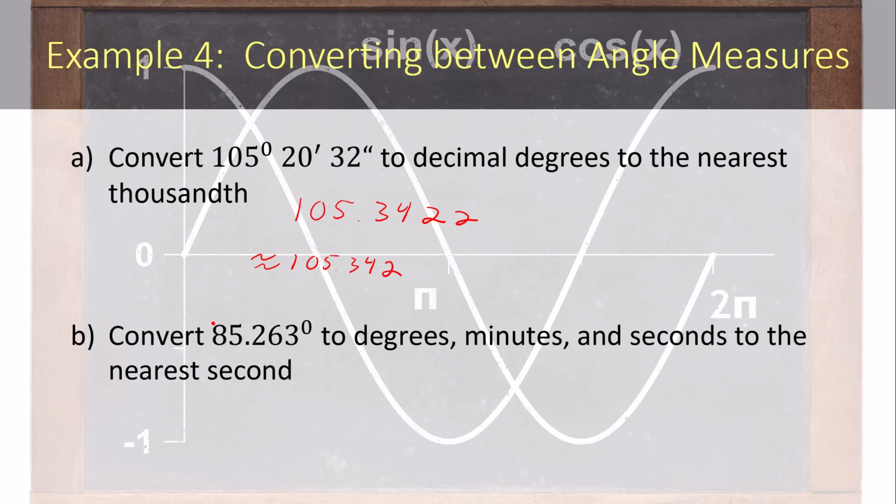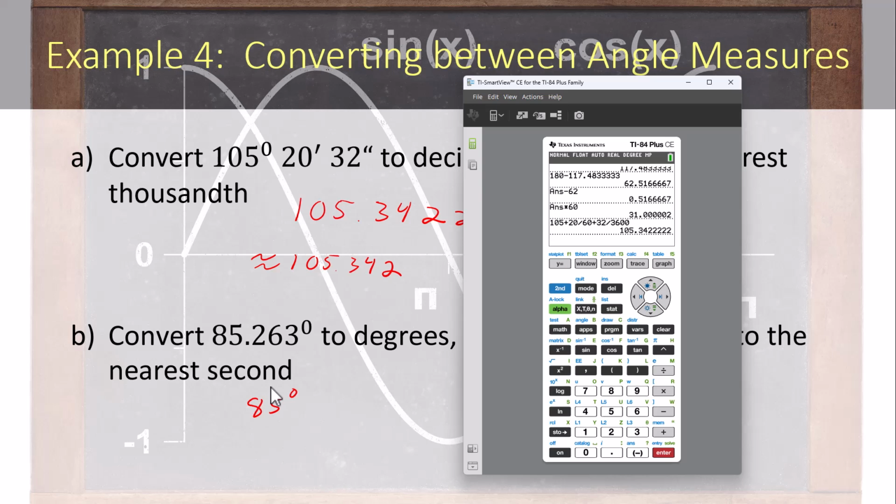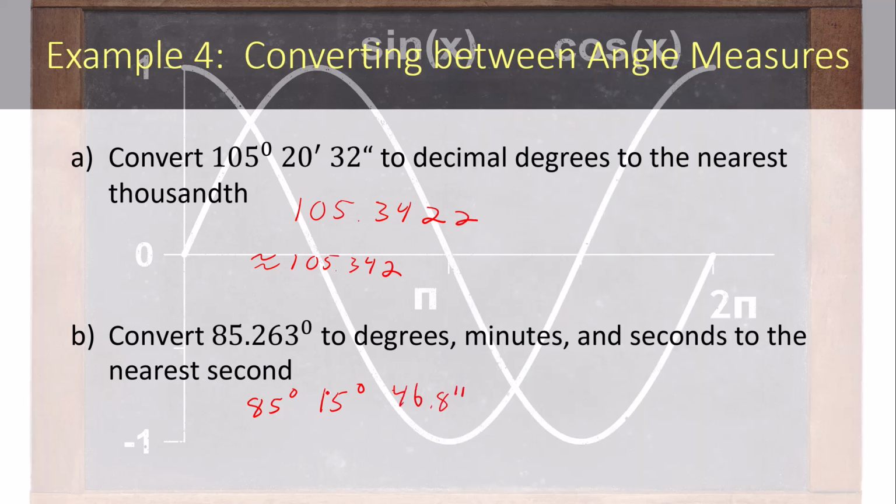So we know that we're going to have 85 degrees. To find the minutes, I want to take the fraction part, 0.263, and multiply that by 60. That gives me 15 minutes. Now I want to subtract 15 and multiply that by 60. That gives me 46.8 seconds. Once again, we want to round to the nearest second, so this is going to round up to 47 seconds. That will give me 85 degrees, 15 minutes, and 47 seconds.